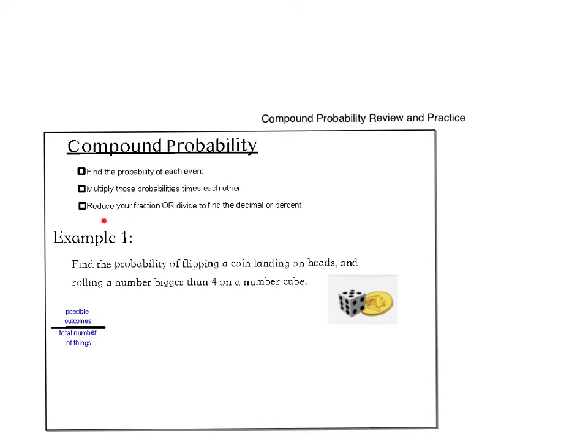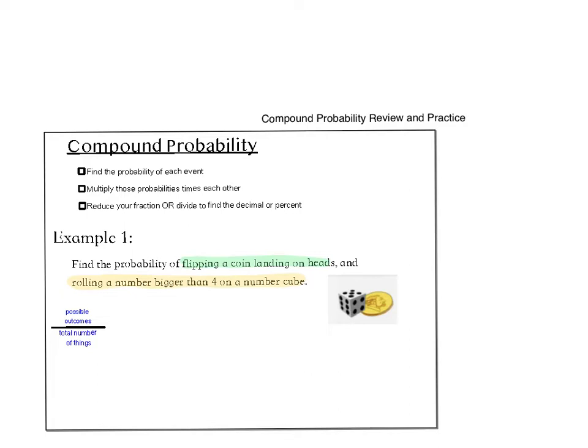All right, so let's get started. In example 1, it says, find the probability of flipping a coin which lands on heads and rolling a number bigger than 4 on a number cube. All right, so we have our two events. I find it helpful to do a little highlighting, okay? So we're finding the probability of flipping a coin, landing on heads, so that's 1. And then our second event is rolling a number bigger than 4 on a number cube. Okay, so those are our two events, the green one, flipping heads on a coin, and the yellow one, rolling a number bigger than 4 on a number cube.